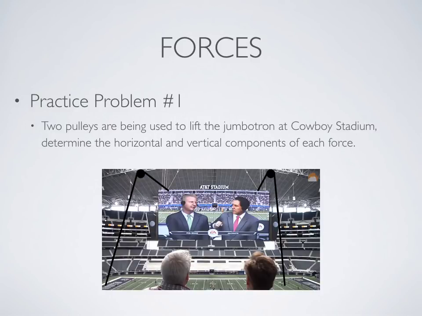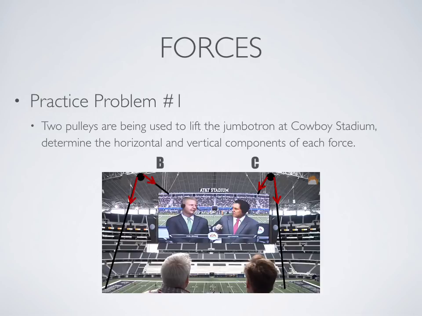Go ahead and do this practice problem. Push the pause button. It's cheating if you play through. We have the Jumbotron at Cowboy Stadium. The pulleys B and C are being used to lift that Jumbotron. I'm making up this problem. I don't really think there's these small pulleys holding that thing up. But the point is, each of them has the forces shown.